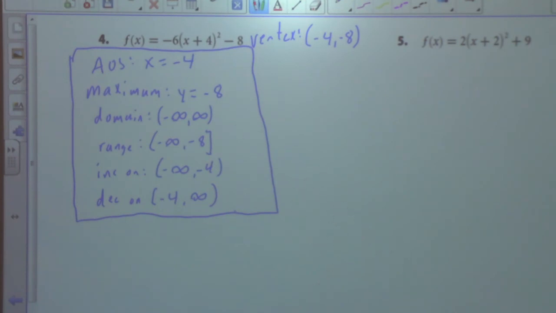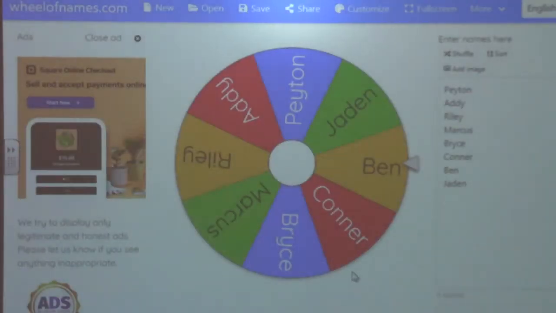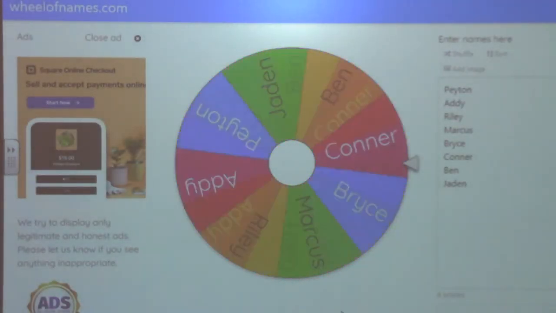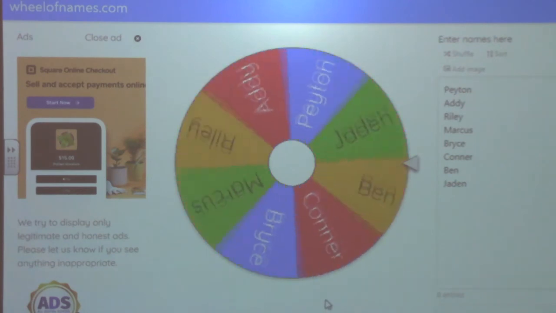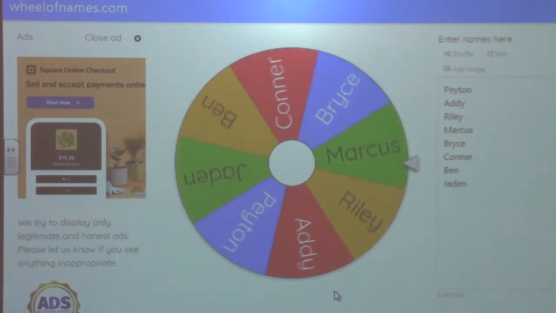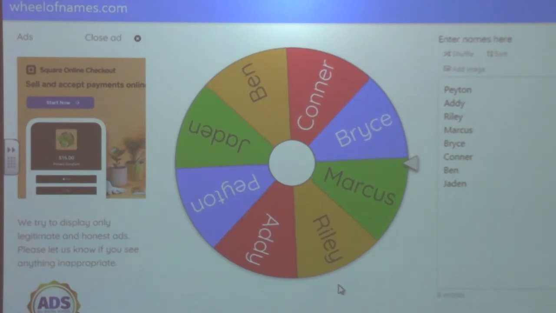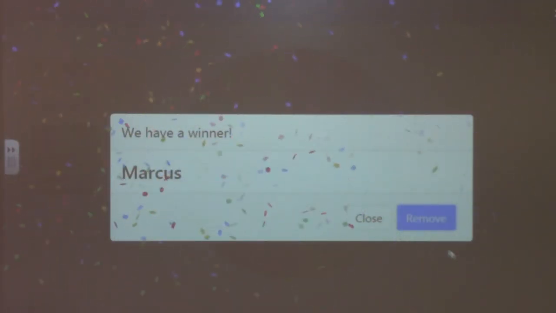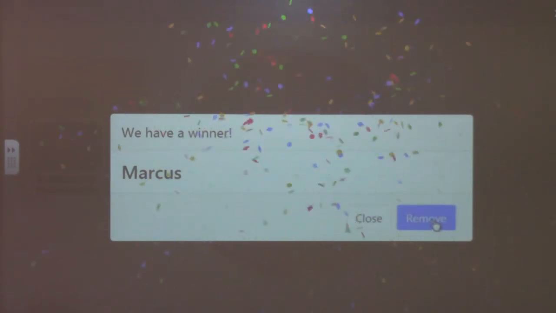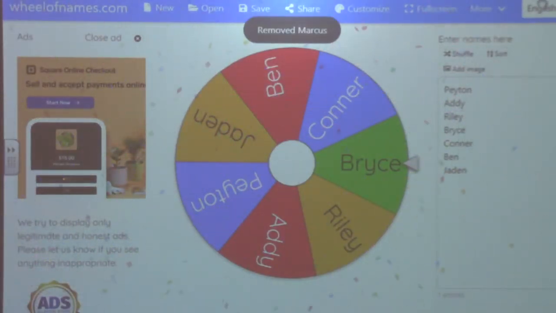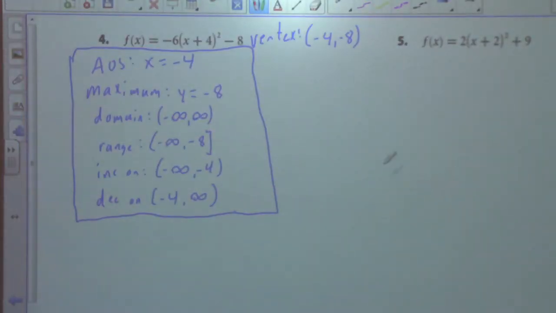Okay. Let's go ahead here, see who we get for this. Looks like it's going to be Marcus. It was almost rising. He got scared. Okay, Marcus, we got you this time. What do you think, Marcus?